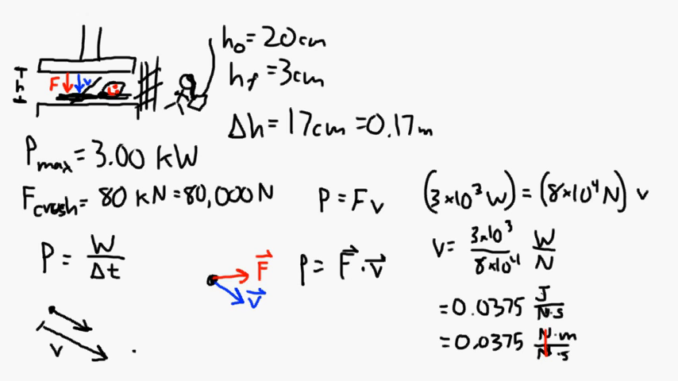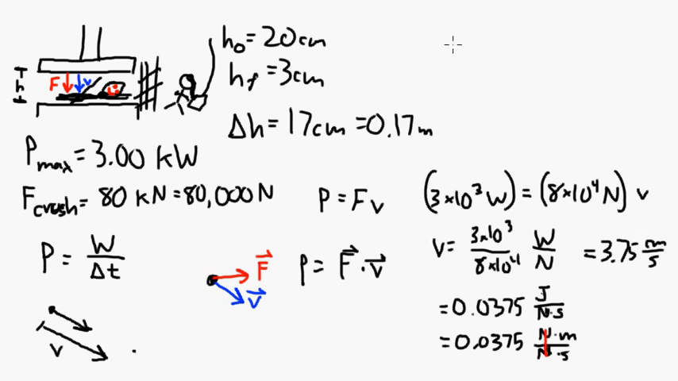So 0.0375 meters per second is actually 3.75 centimeters per second. Did I say newtons per second? I meant meters per second. Centimeters per second. And we know it has to be crushed by 17 centimeters, so this plate has to move 17 centimeters.